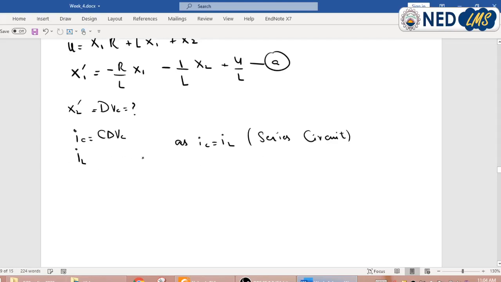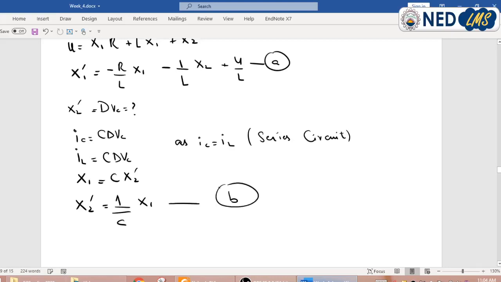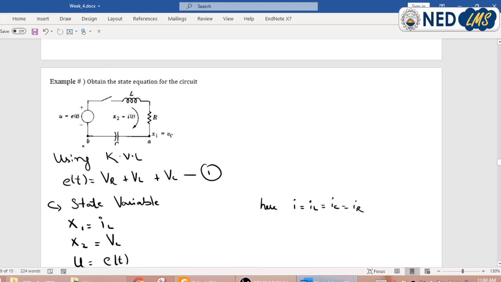In a series circuit the current remains the same, so this term becomes C dVc, and IL equals C dVc. IL is basically x1, this is C, and this is my x2 dash. So x2 dash equals 1 by C x1. This is my second state equation. So these are the two state equations which represent this whole system.